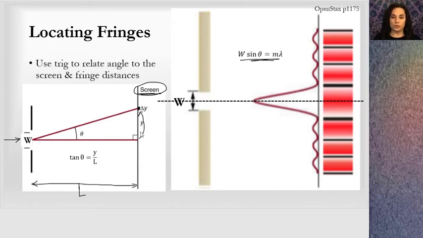And we can use simple trig. This is a right angle here. We can use simple trig to see that these two values are related to the angle that we're finding in the equation here. For dark spots for the single slit, we can use this trigonometry to relate the distances. So that's how you would solve for that in problems.